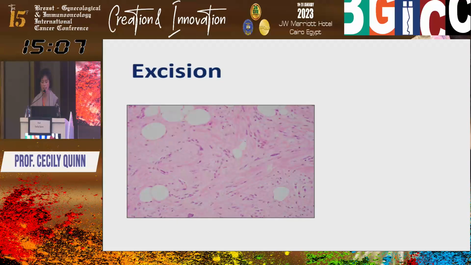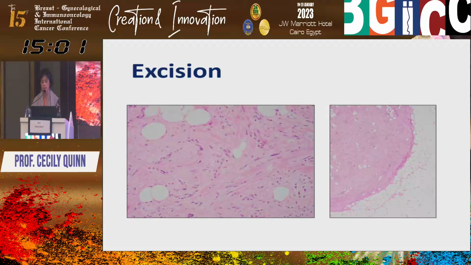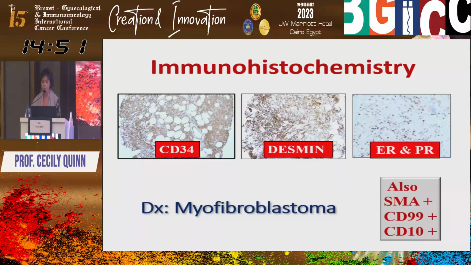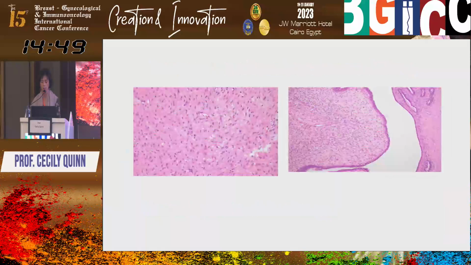But here we have the excision specimen, and you can see again the spindle cell lesions, interspersed collagen bundles and fat spaces. This lesion has a very nice rounded contour. Here's the immunohistochemistry, CD34, desmin, and some hormone receptor positivity. And this is, of course, a myofibroblastoma.